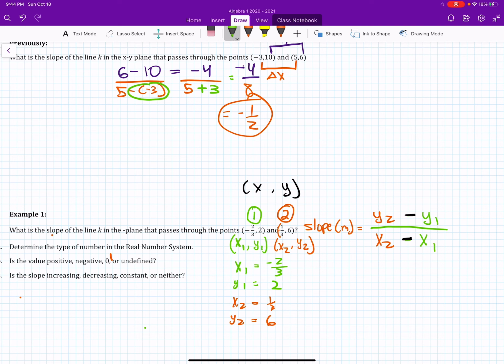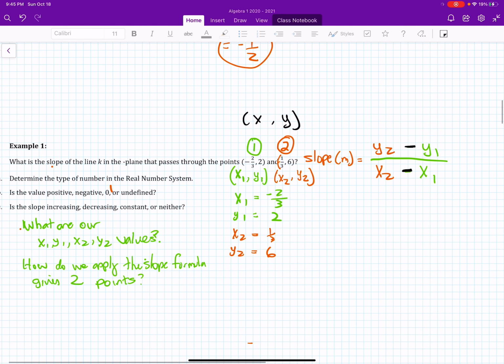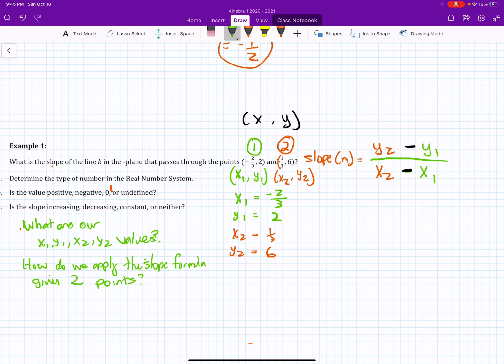So once we have that, the question we ask ourselves is, what are our x1, y1, x2, y2 values? And then the second question is, how do we apply the slope formula given 2 points? And that's by substitution. So let's go right ahead.